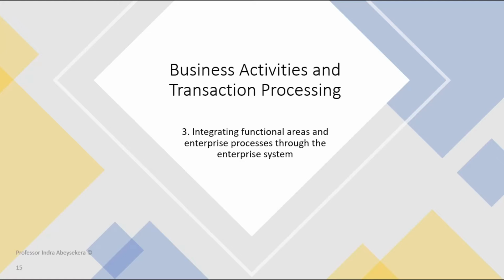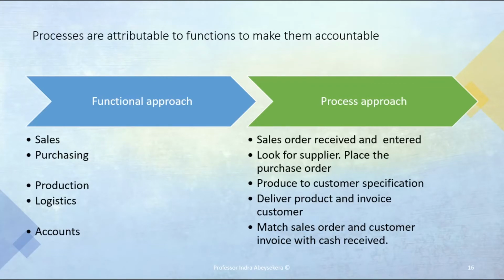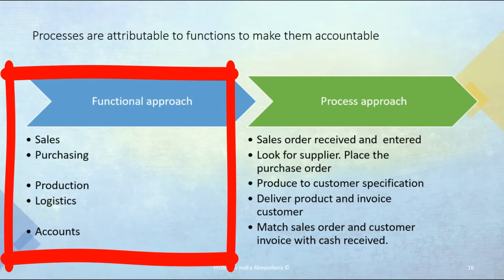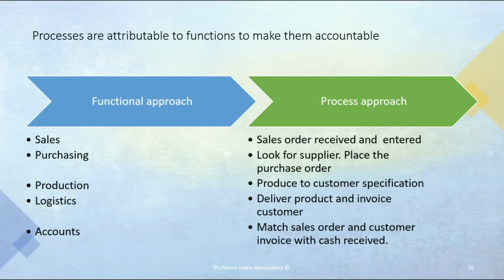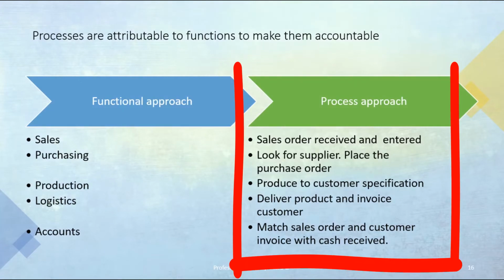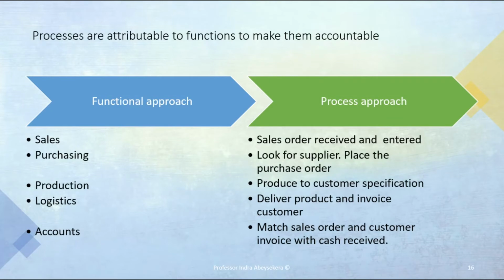We talked about integrating functional areas and enterprise processing through the enterprise system. Let's look a bit more in detail at what we mean by this. In a functional approach, there are functional areas in an enterprise. The typical functional areas are sales, purchasing, production. If it is a manufacturing enterprise, there will be logistics and accounts. Each functional area will have processes. In relation to sales, there would be processes. There are a number of activities conducted in this sales area.